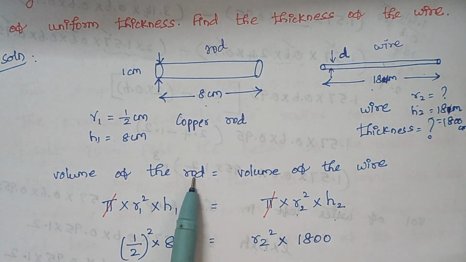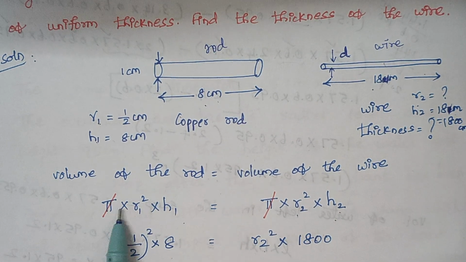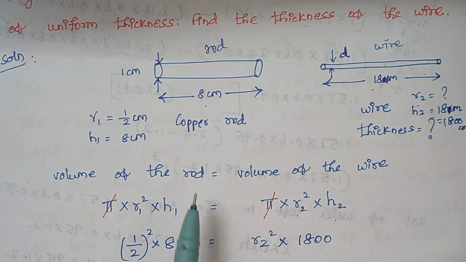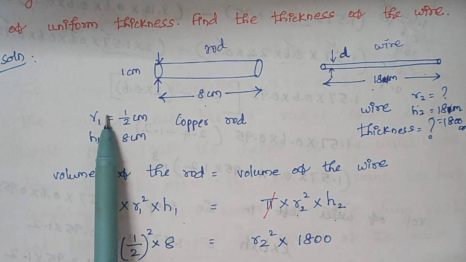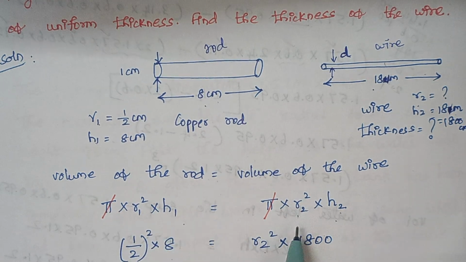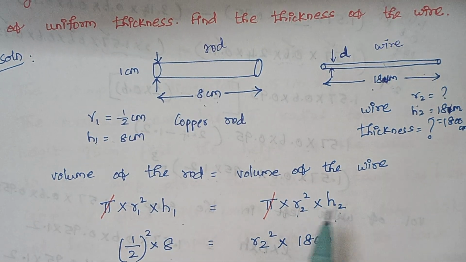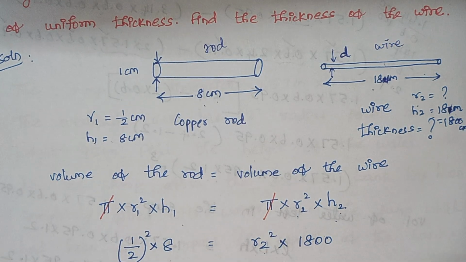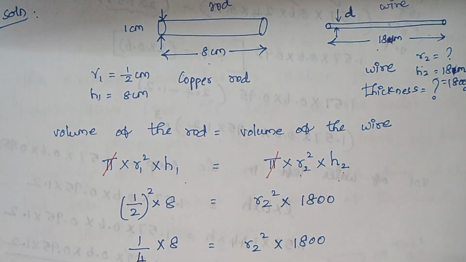So what is the formula for the volume of the cylinder? It is pi r square h. Since for the rod we have taken r1 and h1 as the parameters, so here r1 h1 and here it is r2 and h2. And pi is common, so they cancel each other. Now just substitute the values.